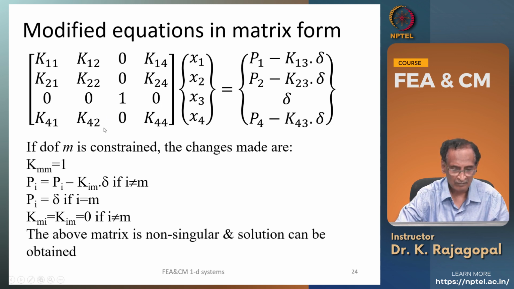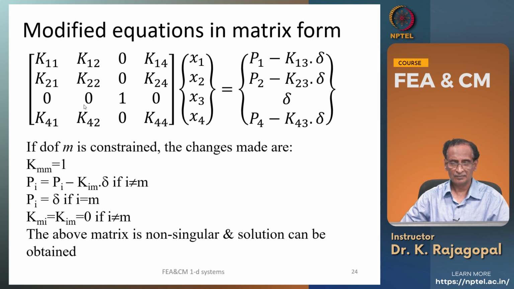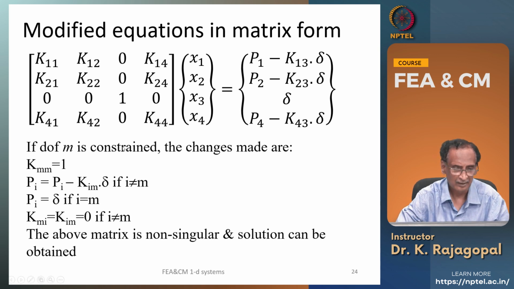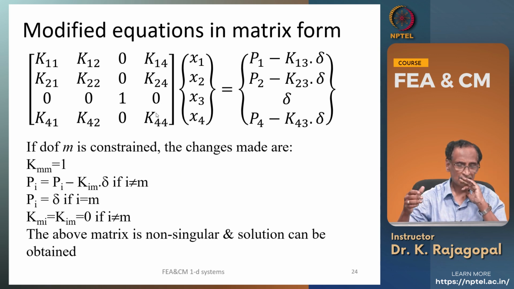Okay? And once you make these changes, this stiffness matrix, the modified stiffness matrix, is not singular. It will have some determinant, and we should be able to invert this matrix. Okay. So, these are the changes that we make, and then we eliminate these degrees of freedom.